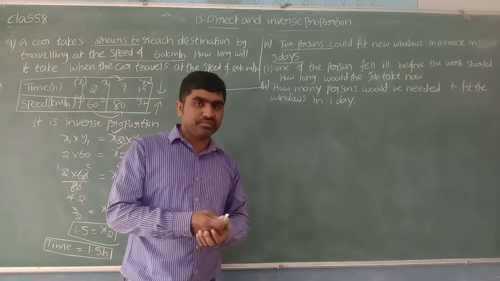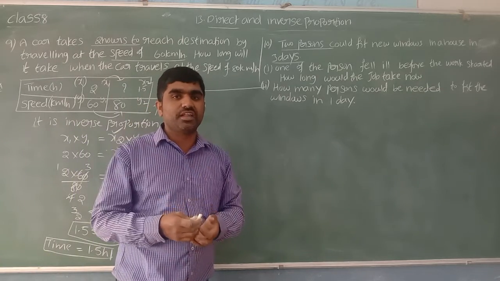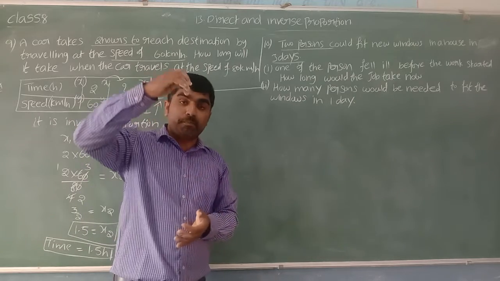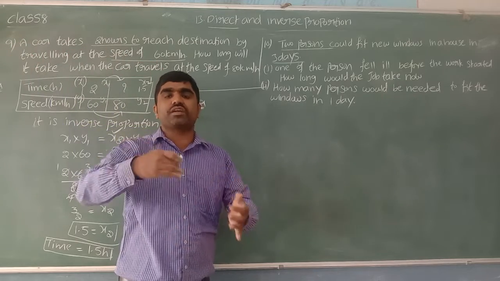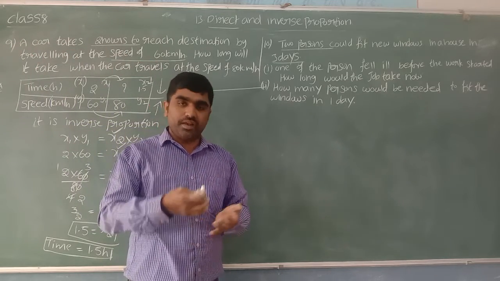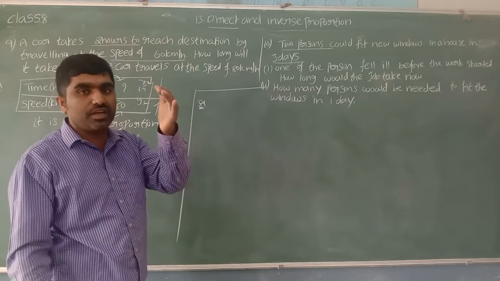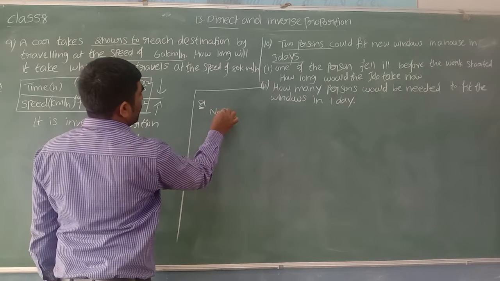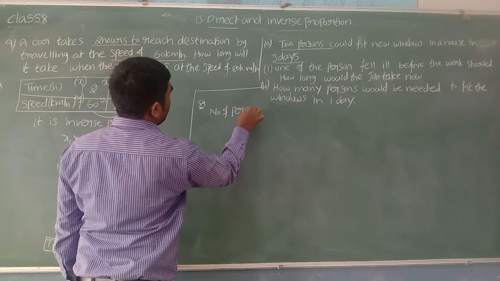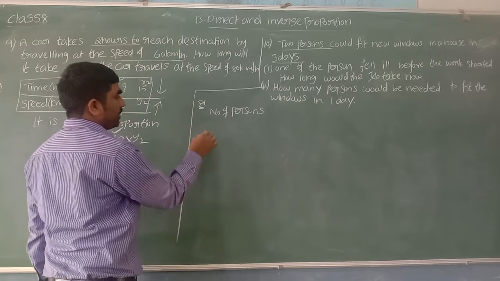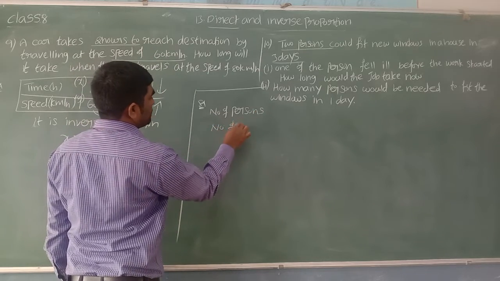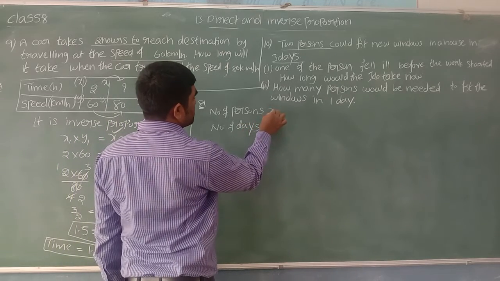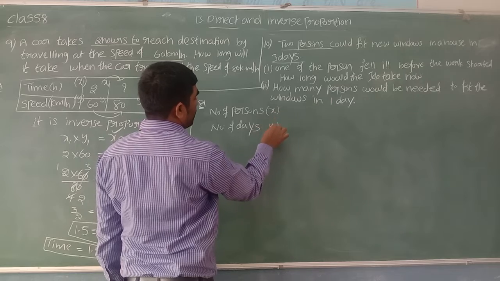See, in this work, when the number of persons is increasing, we can finish the work early, so the number of days will reduce. One quantity increasing, the other quantity decreasing. So here the two quantities are the number of persons and the number of days. Let me take the number of persons as the first quantity x and the number of days as y.